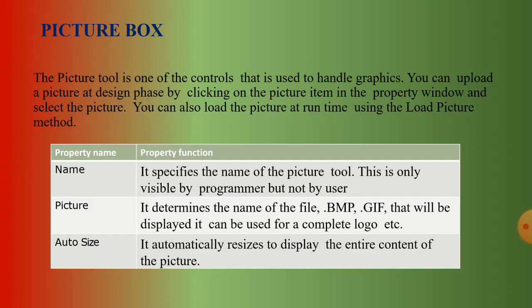These are the different properties we have: name, picture, auto size. Name is nothing but giving a name to a picture box, and picture determines the name of the file, whether it is a .bmp bitmap file or a GIF file, that will be displayed, and it can be used for a complete logo.